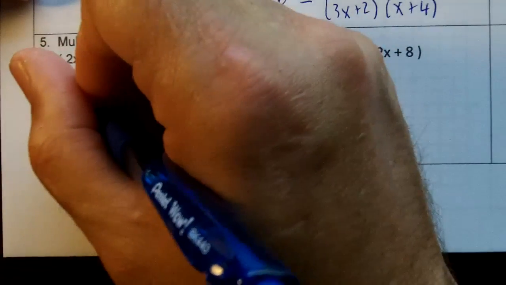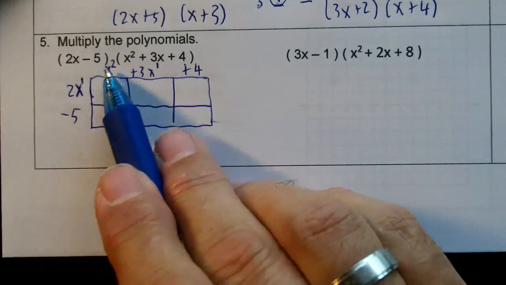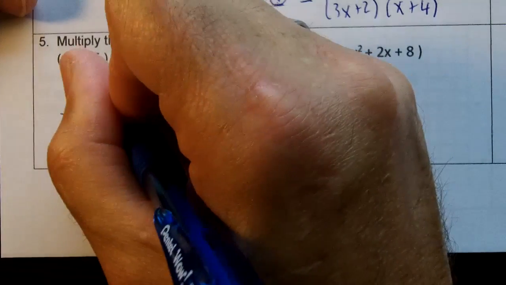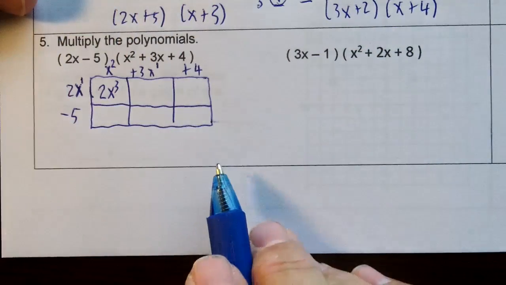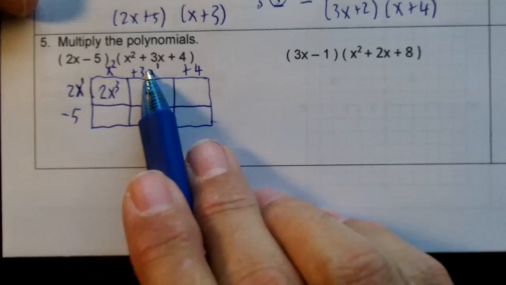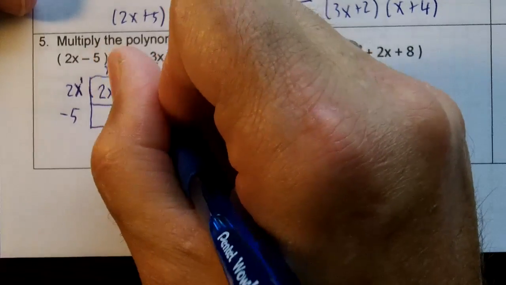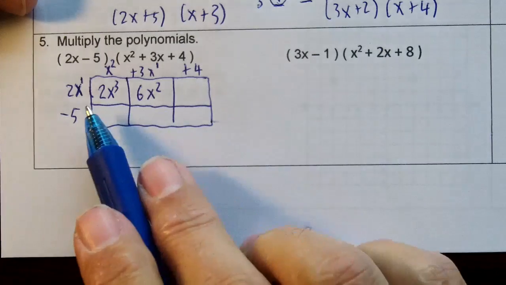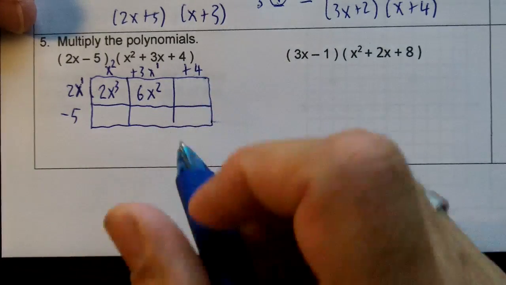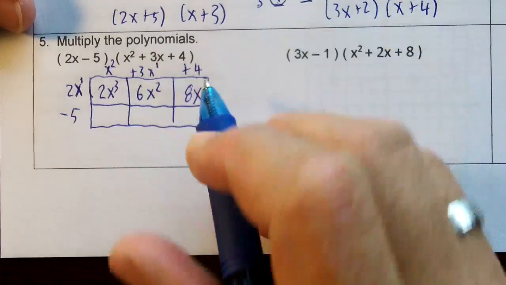2x, and I'm going to put exponents of 1 here. When you multiply, you add the exponents. 2x times x squared would be 2x to the third, wouldn't it? Then we're going to multiply 2x times 3x. 2 times 3 is 6. The letter's x, and 1 plus 1 is 2. So that would be 6x squared. 2x times 4. 2 times 4 is 8, and the letter is x.